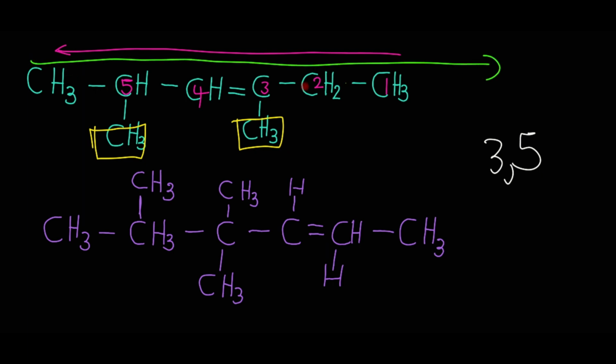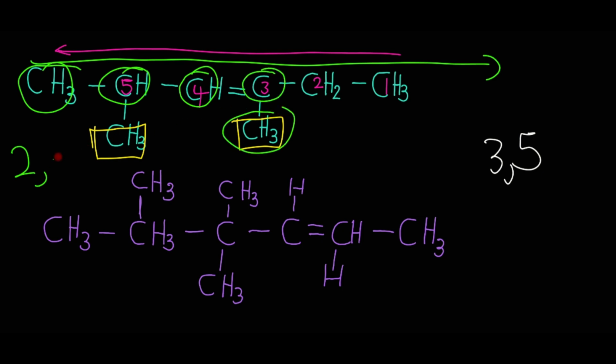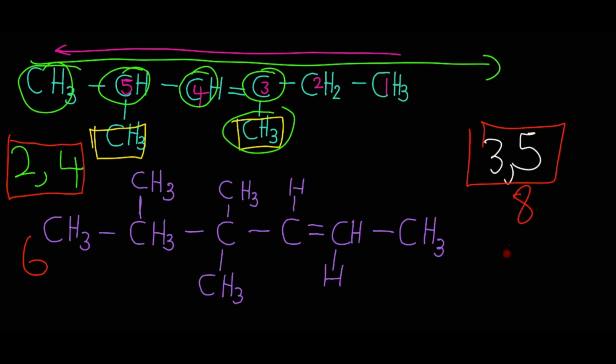Moving from left to right, this is 1, this is 2, we have a branch at carbon 2, and then this is 3, and this is 4, we have a branch at carbon number 4. So now let's see which of these two is correct. We look for the one with the lowest number. 2 plus 4 gives 6, and 3 plus 5 gives 8. So the correct one is this one, where we move from left to right.